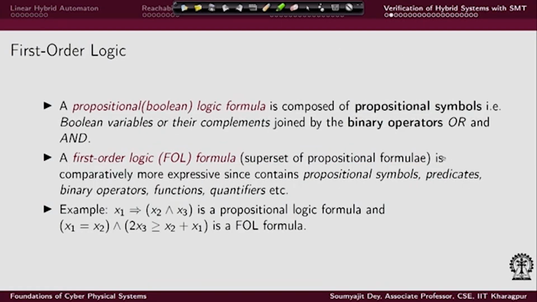So, just a small recap on these concepts. What we are trying to do here is to write a formula, a logic formula to be precise, which captures the evolution of a given hybrid system model. So, we will be borrowing elements from Boolean logic and first order logic. In general, a Boolean logic, a propositional logic formula is composed of propositional symbols or Boolean variables and their components, which are joined by the binary operators AND, OR, and also you will have the negation operator.